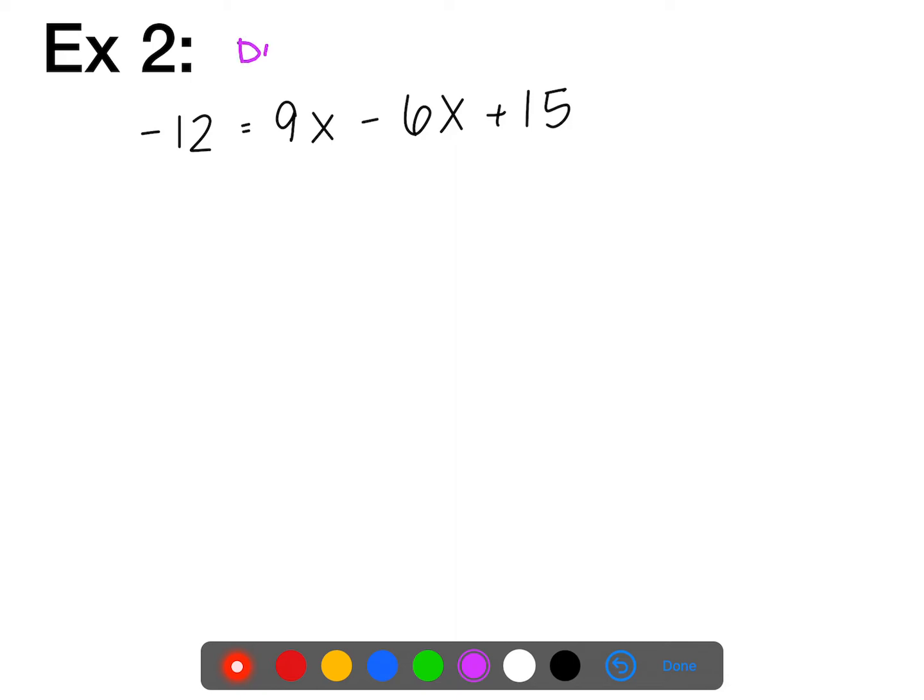So don't call me after midnight. Do I have anything I can distribute? No, I don't have any parentheses there, right? There's nothing that I can actually bring inside the parentheses. So my distribute, no good.